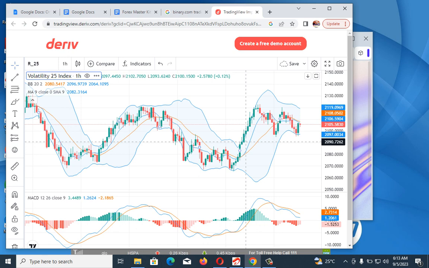So the advice here is either you leave the market or you sell. But when you sell, in this case, please don't leave your trade. Just watch your trade for a few minutes to take the profit that you will make.